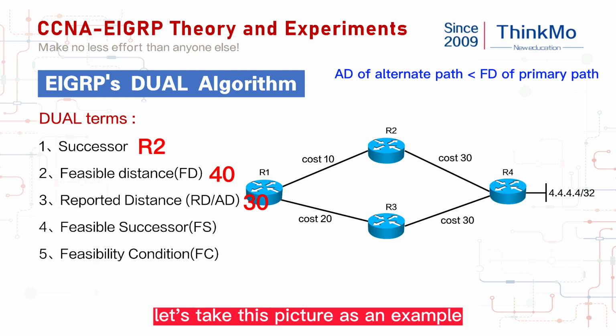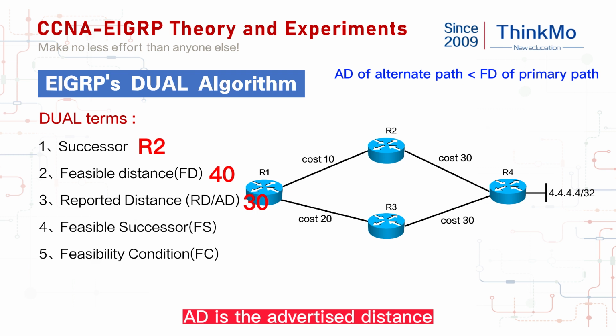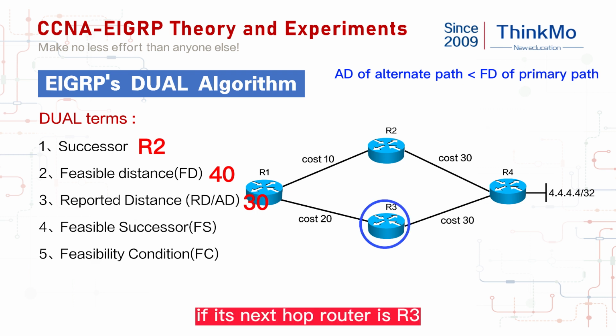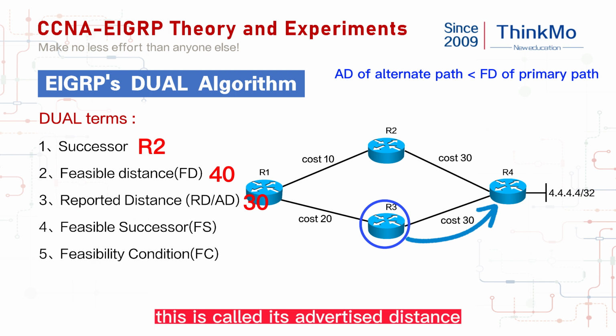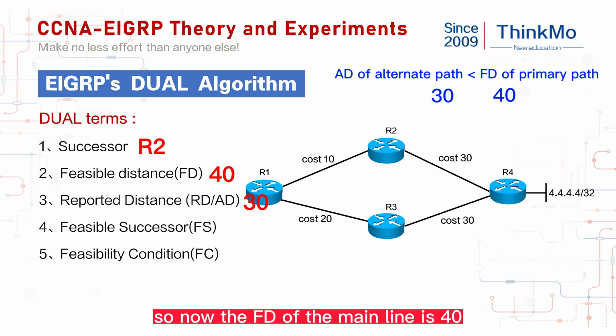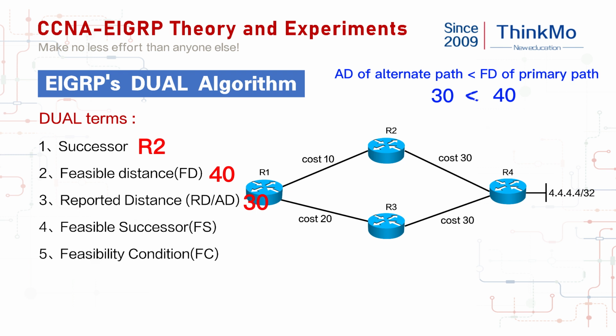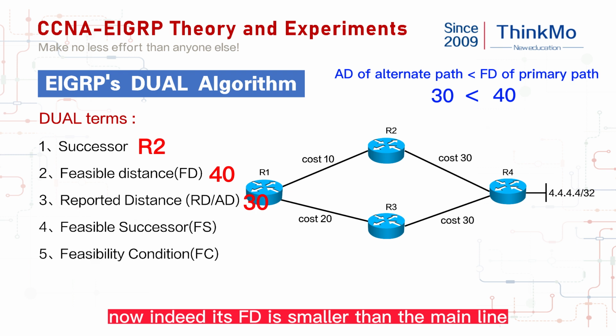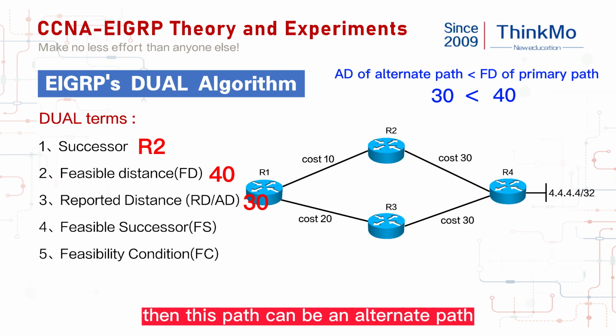Let's take this picture as an example. Now the following line is the alternate path, because the above is the main path. AD is the advertised distance. Its next hop router is R3, and its advertised distance is 30. The FD of the main line is 40. 30 is less than 40. Suppose you use it as a backup line. Then you compare. Indeed its AD is smaller than the FD of the main line. Then this path can be an alternate path.